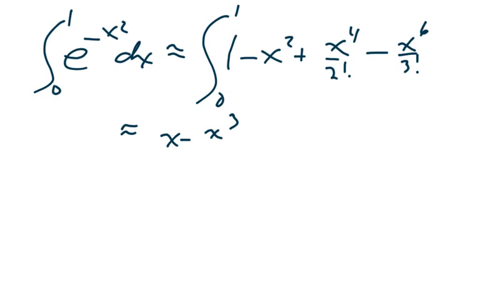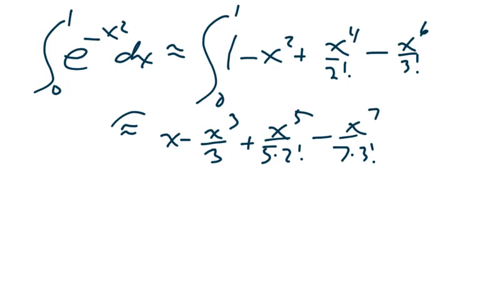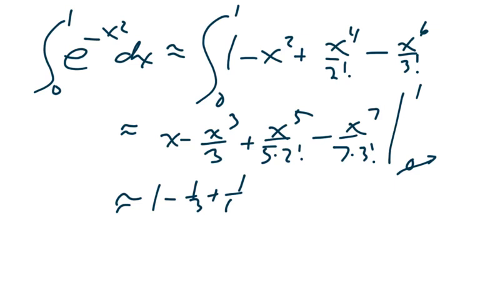Life is good. Life is fun. This is so easy. Plus x to the 5th over 5 times 2 factorial, minus x to the 7th over 7 times 3 factorial. And this is the first four terms. It's just an approximation, so I'm not going to put a dot, dot, dot. This is the approximation answer. Now we're taking this from 0 to 1. All the 0 terms drop out, and so this is approximately equal to 1 minus 1 third plus 1 over 10 minus 1 over 7 times 6, which is 42.